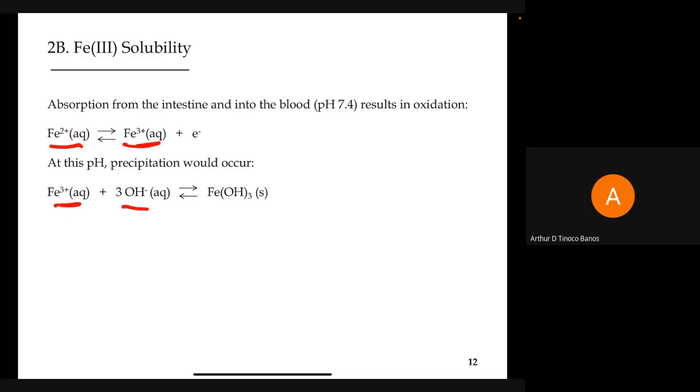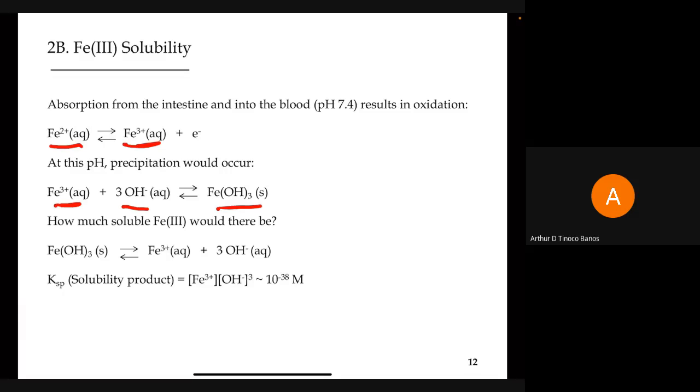Okay, so we get the formation of this precipitate, and if we try to quantify how much soluble iron would really be present based on its solubility, so it's focusing on this particular species. Okay, we're going to focus on its solubility product, and it turns out that the KSP, the solubility product, is 10 to the negative 38 molar.